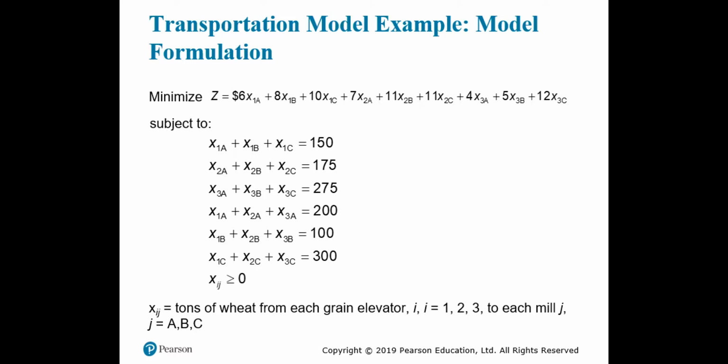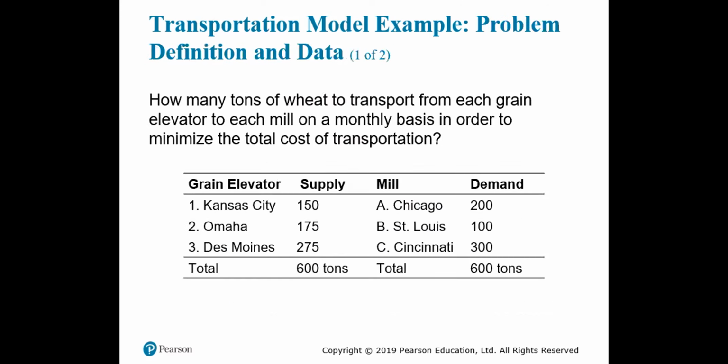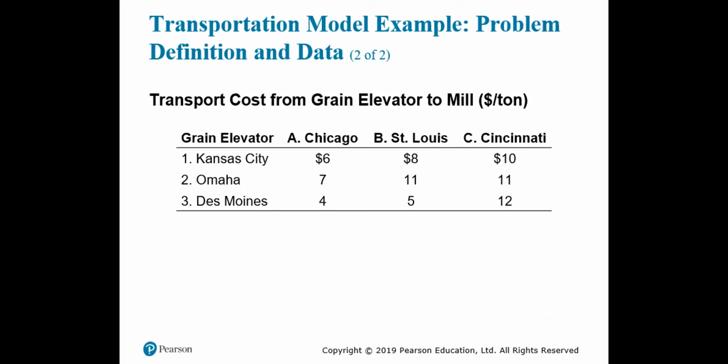Everything that is at the elevating centers must be what? Shipped to what? The mills. And every mill must receive what? Its shipment. And that's a constraint. So the constraints are constructed in a similar manner, and we have to go through that so that you understand. So look at it from here, how we are going to form the constraints.